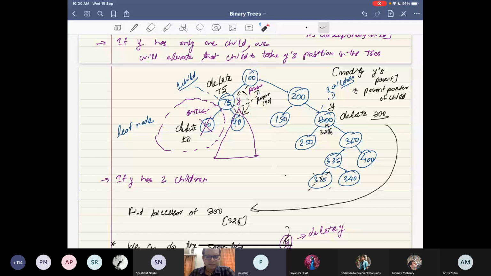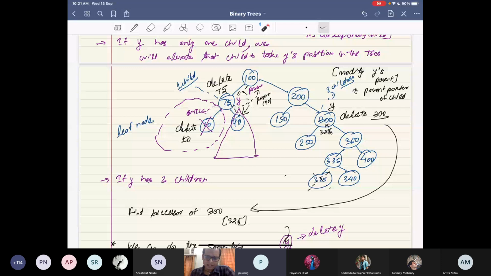Okay, that was all. Anything else that we have to do? No, sir. Sure. So this was the second case. And what was the third case? I have to delete a node that has two children, right?